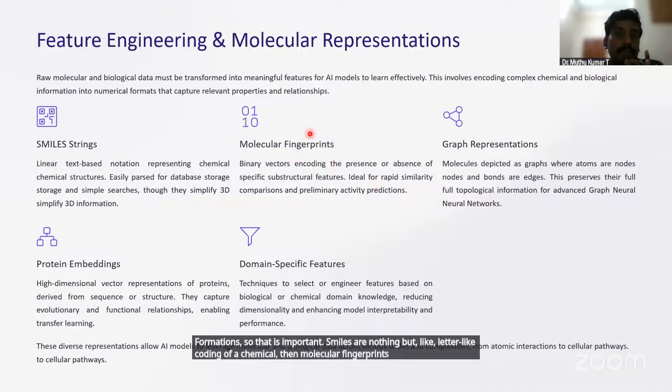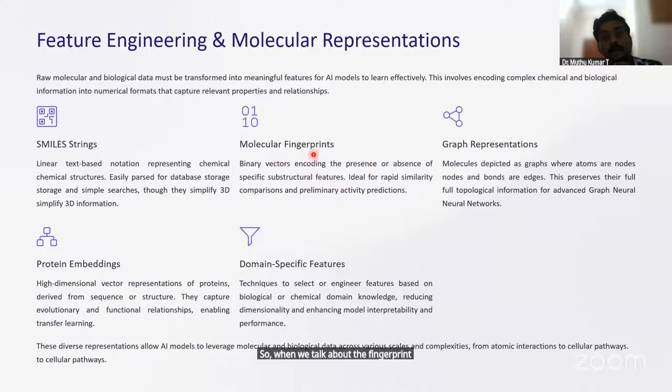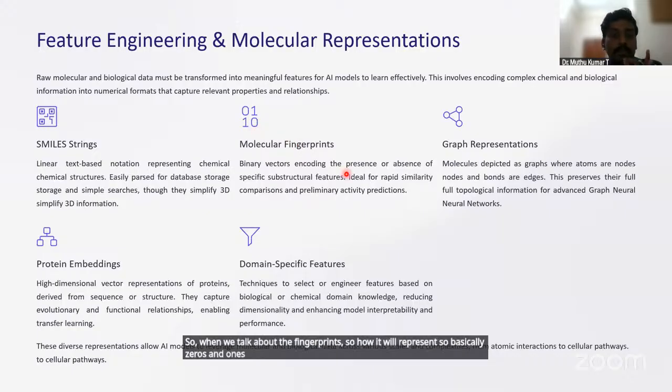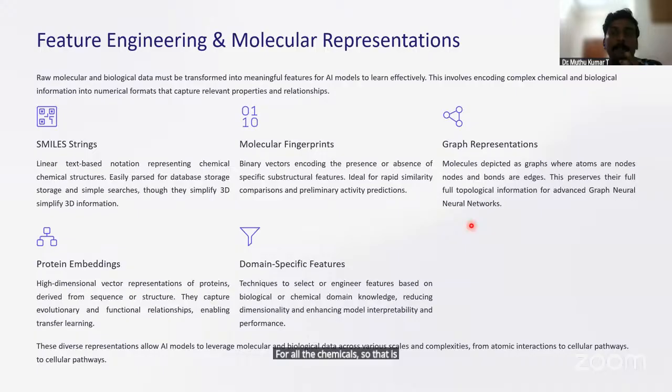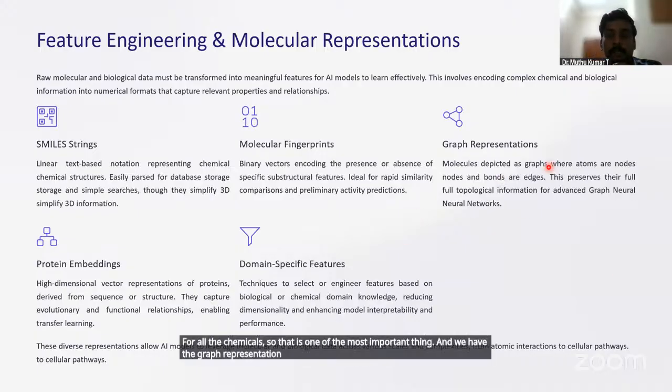Then molecular fingerprints. As the name itself says, each chemical has its own fingerprint based on its structural arrangement and its function as well. So how will it be represented? Basically zeros and ones. Molecular fingerprints are represented by 0 and 1 for all the chemicals. That is one of the most important things. And we have the graph representation. Directly we can represent the chemical image, so the system will recognize it automatically and it can be developed as a model.